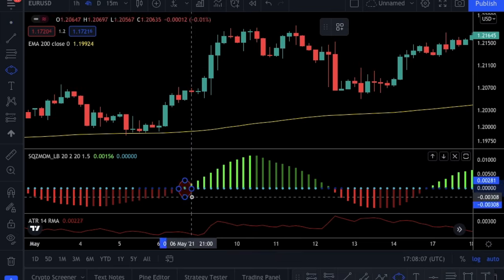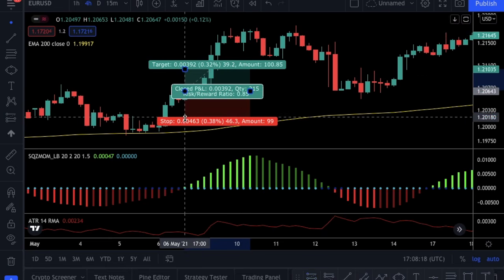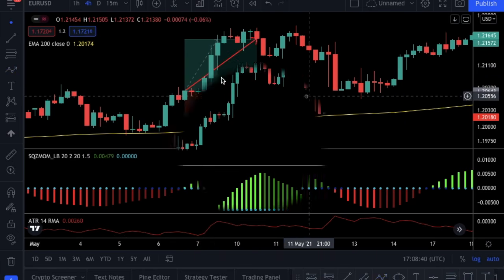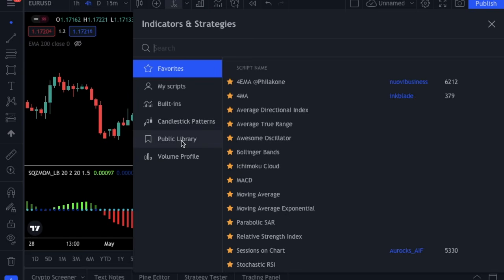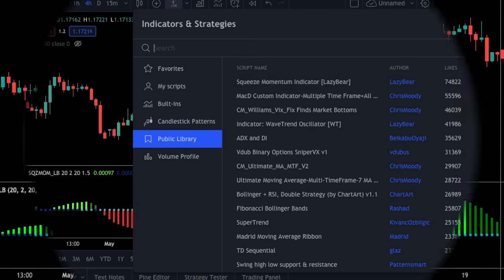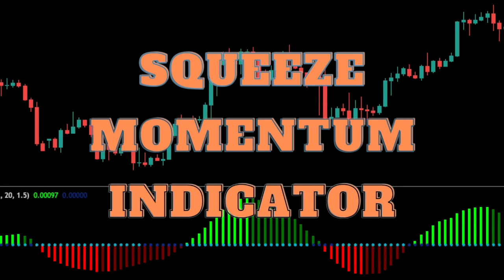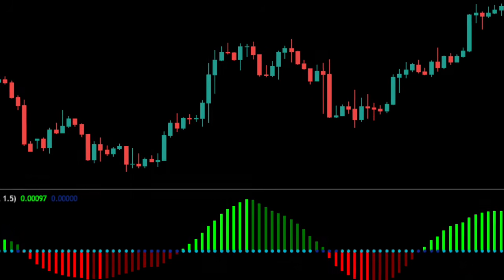Hi traders, in today's video I will show you one of the most popular indicators out there. In fact, it is the most popular indicator in Tradingview's public library. It is called the Squeeze Momentum Indicator by Lazybear. Don't worry if it is the first time that you are hearing about it. Even if it's a popular indicator, it is hard to find tutorials about it.